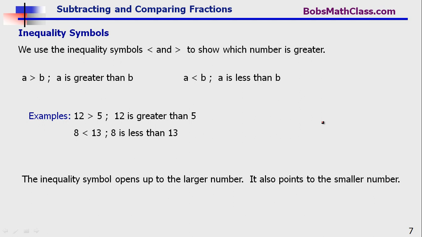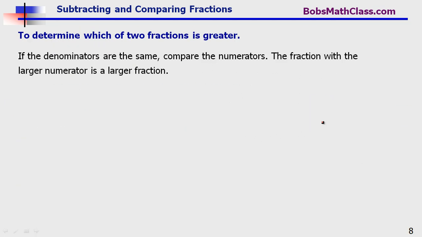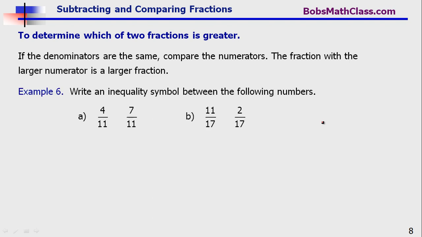Okay, but we're going to talk about fractions. So here we go. If the denominators are the same, compare the numerators. The fraction with a larger numerator is a larger fraction. As long as the denominators are the same, as long as the bottom number is the same, all we need to do is look at the top number. Whichever top number is larger, that's the larger fraction. Not too bad, right?